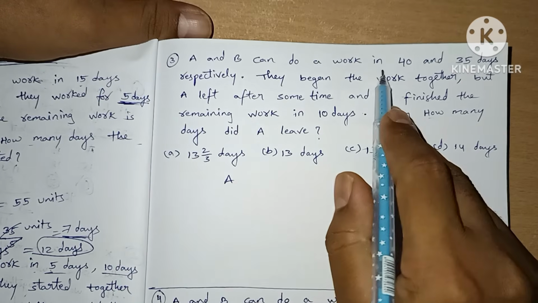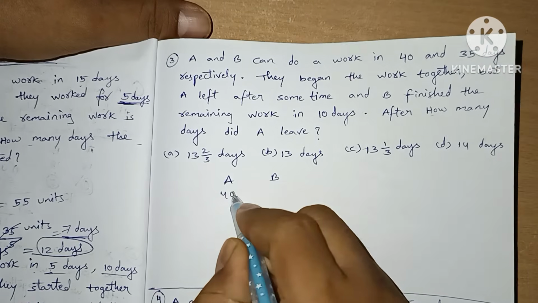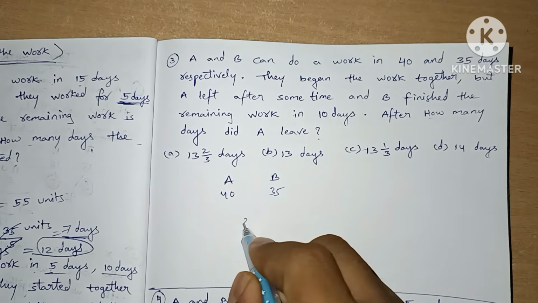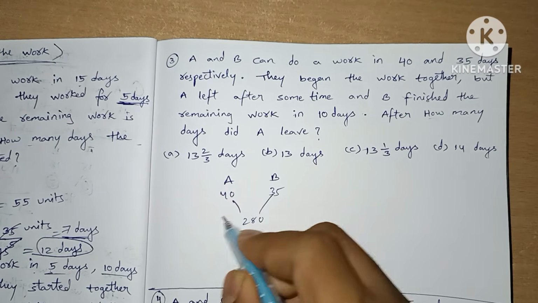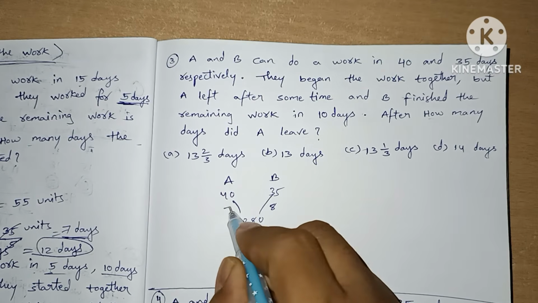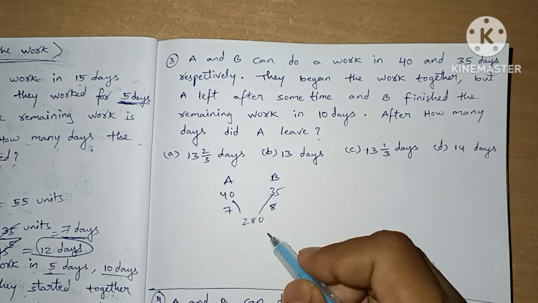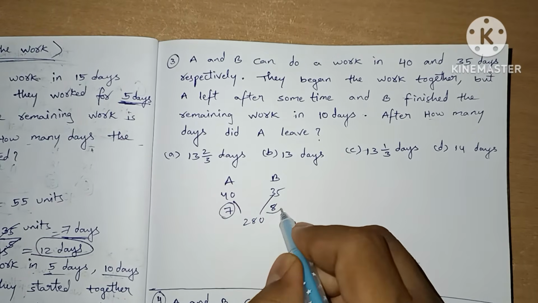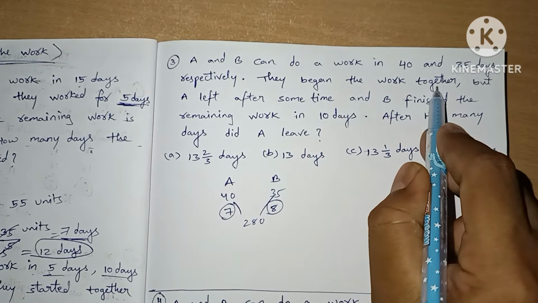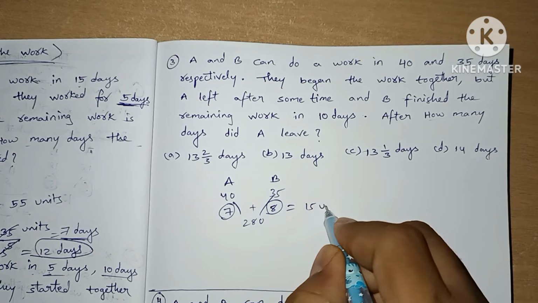In this question, A and B can do the work in 40 and 35 days. A 40 days, B 35 days. The LCM of these two is 280. So 35 times 8 is 280, 40 times 7 is 280. So 7 and 8 are the efficiencies of A and B. Let's see the question. They began the work together. First, they initially do 7 plus 8, 15 units of work per day.